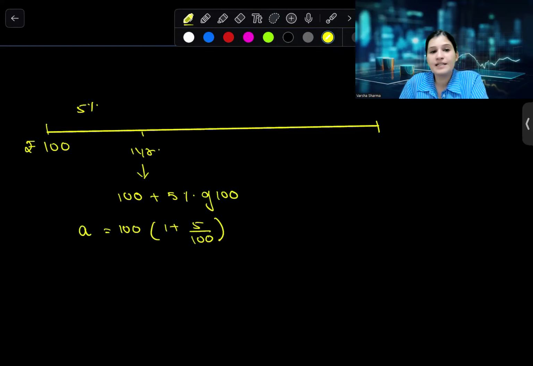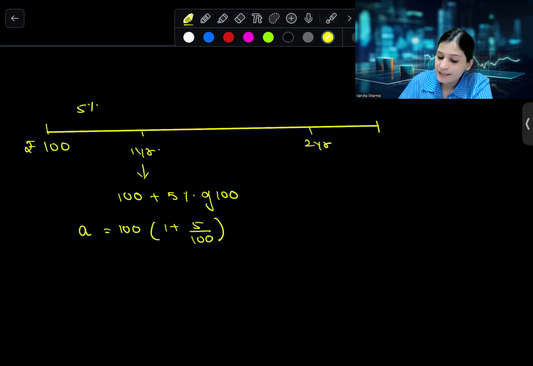Do you all agree? Let's name this as A. So after 1 year, the amount that I'll be returning is 100 into 1 plus 5 by 100, against a loan that I took of rupees 100. Do you all agree? Yes, ma'am.